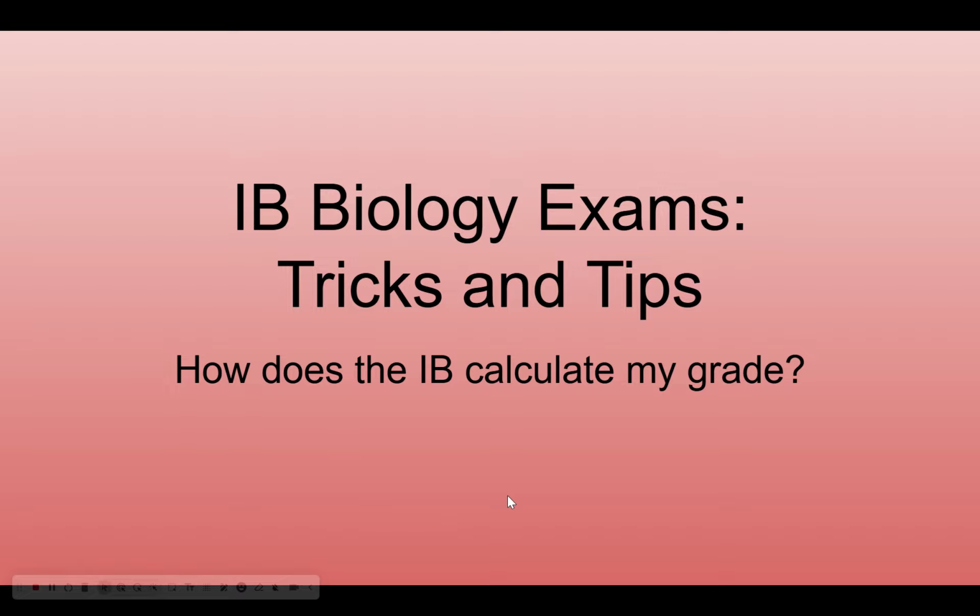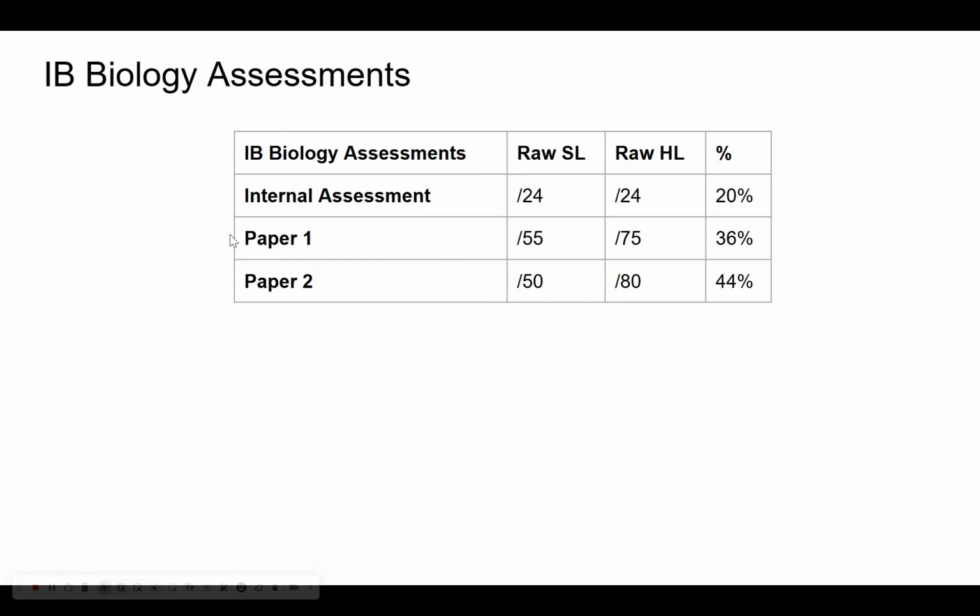So let's get started. There are 3 assessments that you're going to do for your IB grade. They are your internal assessment, which is a lab, your paper 1, which is multiple choice and database questions, and your paper 2, which is database, short response, and long response questions. The internal assessment is a lab report that you've already handed in by now, and if you haven't, run, do not walk to your biology teacher to ask them about that.